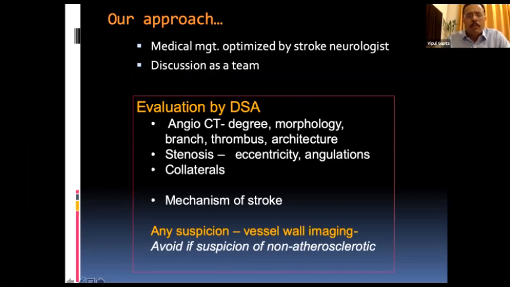We always do a pre-DSA, in which, I will show you, we do angio-CT. That means we inject dye intra-arterially and get a CT scan-like picture, which is very high resolution, 0.1 millimeter. We study the degree of stenosis on angio-CT, morphology, any branch arising, whether the atheroma is extending into those branches, whether there is any thrombus overlying, what is the architecture of the plaque. We also study the eccentricity and the angulation of the stenosis, what the collaterals are, and then we try to think over what is the mechanism of stroke.